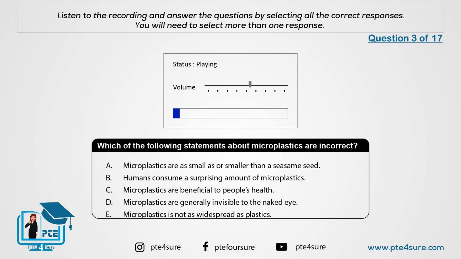Plastic is lightweight, malleable, durable, but it has also become so widespread that it's ending up in a lot of unwanted places, including our own bodies. That's according to a new study which found that humans are consuming a shocking amount of so-called microplastics.